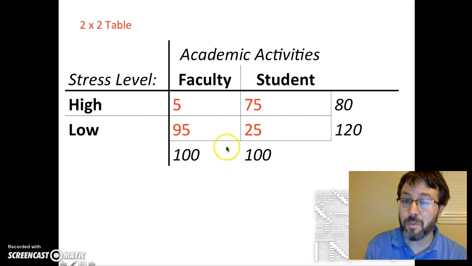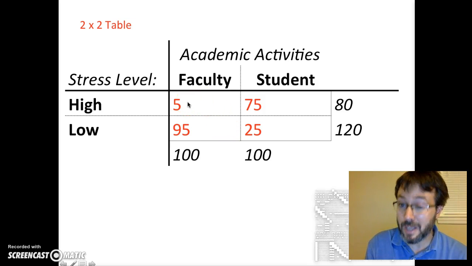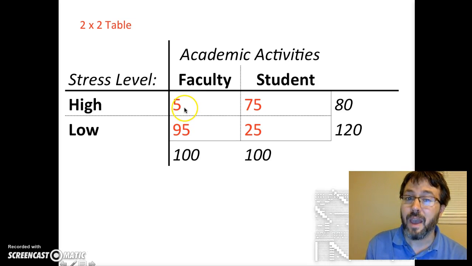And we can see from these hypothetical data that it appears that there actually is a relationship between faculty and student academic activity and stress level. It appears from this 2x2 table that faculty have a much lower level of stress than students. And you can use the chi-square test to formally test if that is true or not.